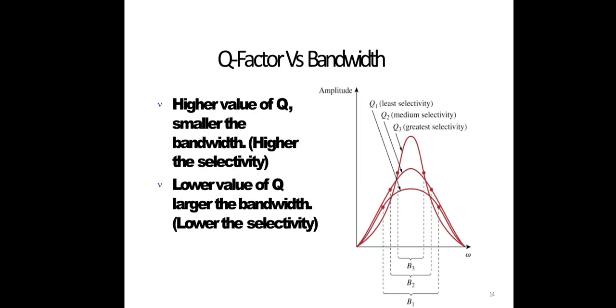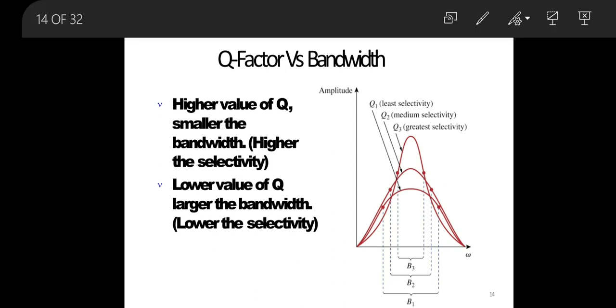Now this is about the selectivity and the relation between the selectivity and the bandwidth. This is the curve, for understanding purposes, showing the bandwidth curves B1, B2, B3 and the selectivity curves Q1, Q2, Q3. By observing this curve, Q3 is the maximum, then Q2, then Q1. Similarly for the bandwidth, which is the reciprocal, that means in reverse order.